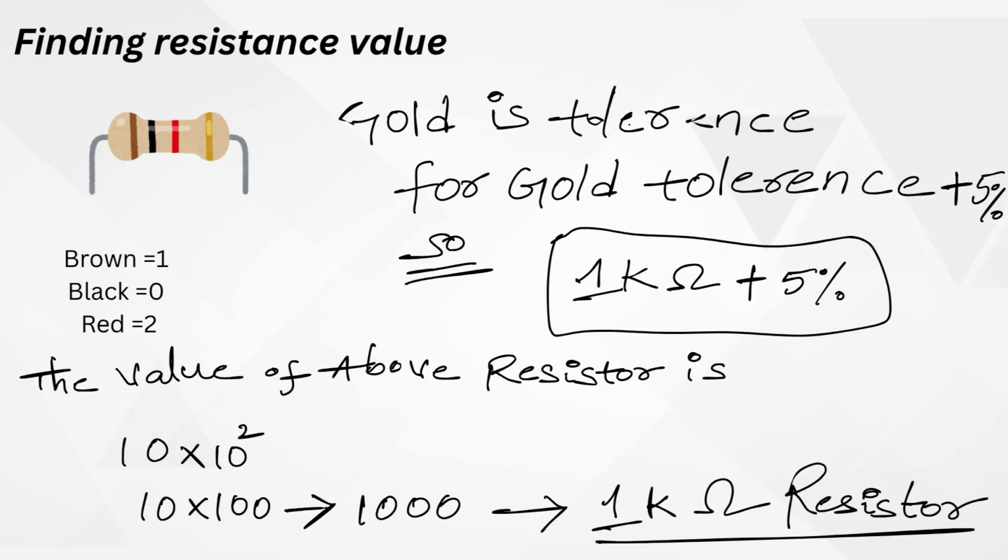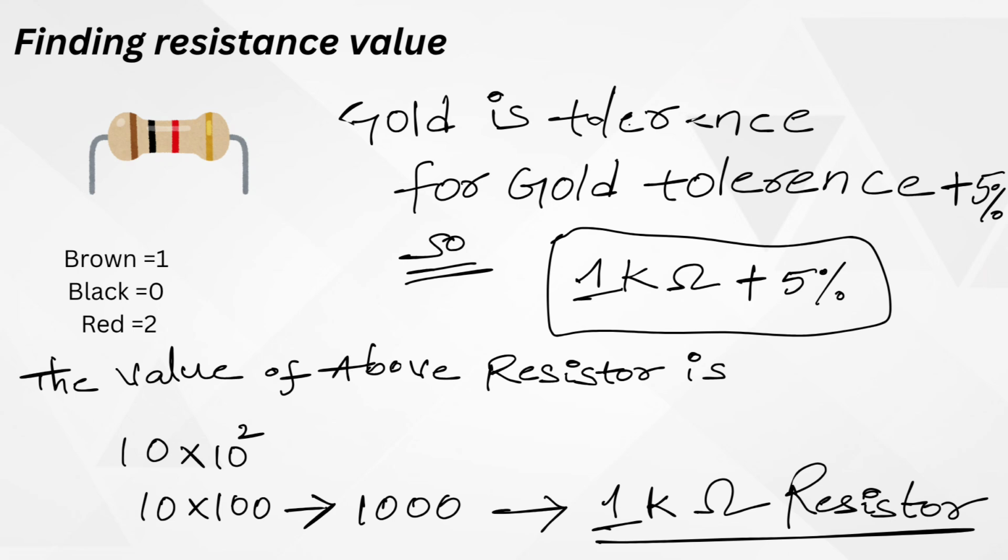Now we'll see one example. In this slide, we are observing a resistor, right? Our target is to find out the resistance of this particular resistor. How are we going to find it? I already told that some colors are printed on the resistor. Based upon those colors only, we are going to find out the resistance.